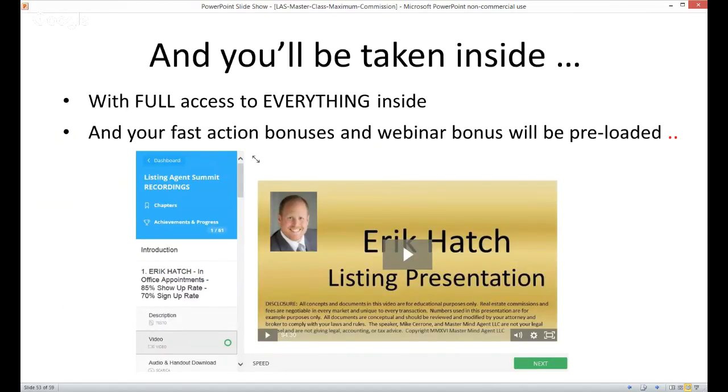So this is a screenshot of what you see inside. You can see you got the summit. This is Eric Hatch's listing presentation that he walked through for us. You can see it was 94 minutes and 30 seconds. I mean, he goes deep into this thing, tells us everything, all the little nuances that you want to hear about. And in fact, not only did he show his presentation, he talked about how he gets sellers to come to his office for in-office appointments to speed up his time.